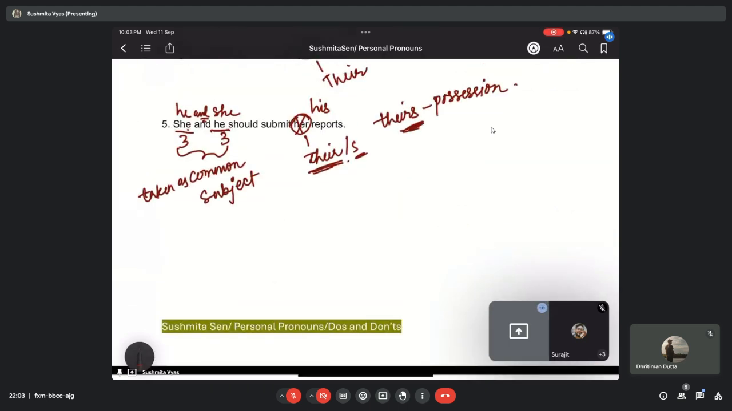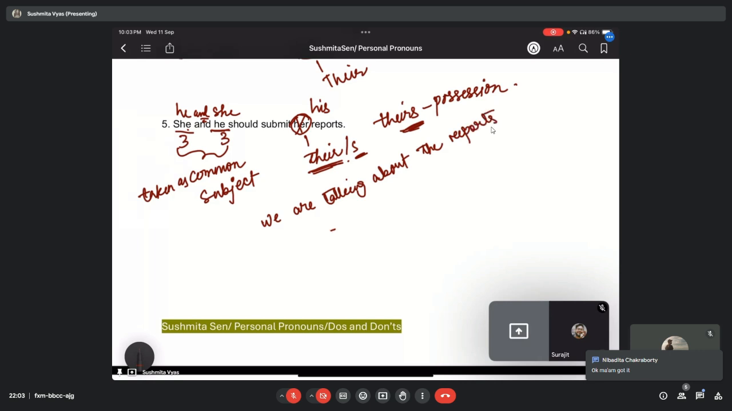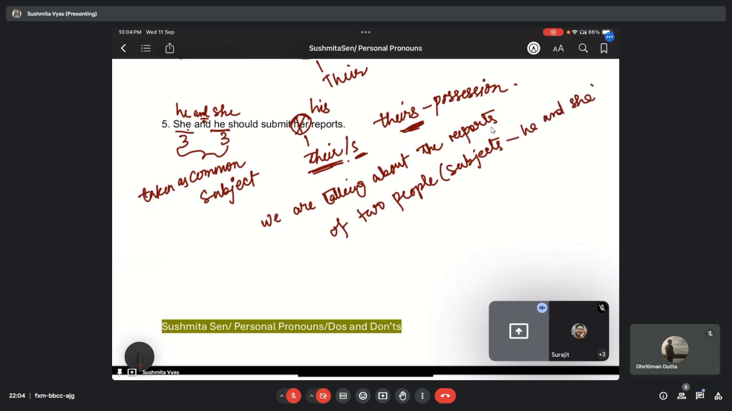She and you is taken as a common subject. So, can we write her report or his report? Because here talking about the report of both these people, na? So it will be their report. We are talking about, sorry about my handwriting, we are talking about the reports of two people, subjects, he and she. So pronoun will be their.